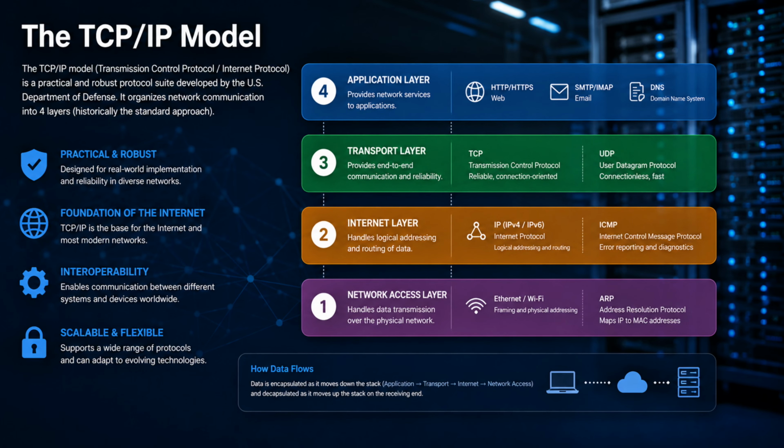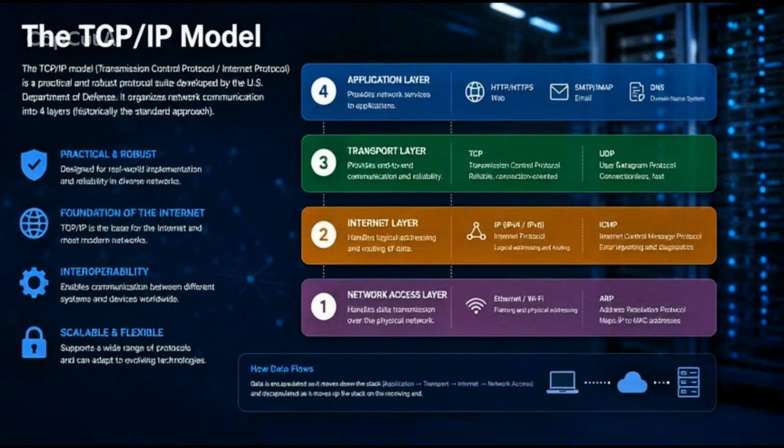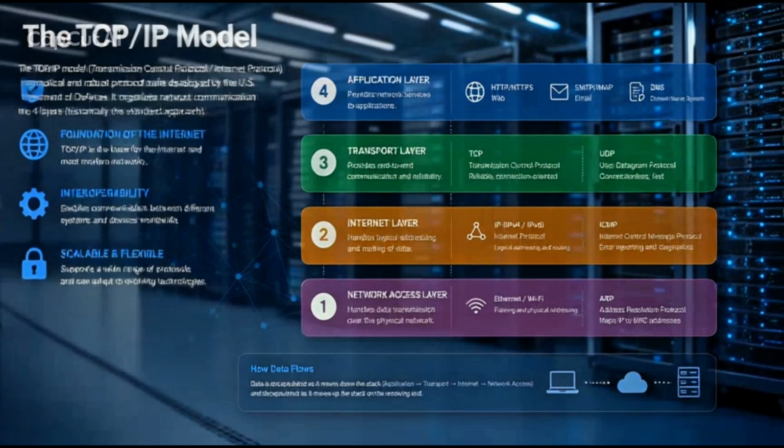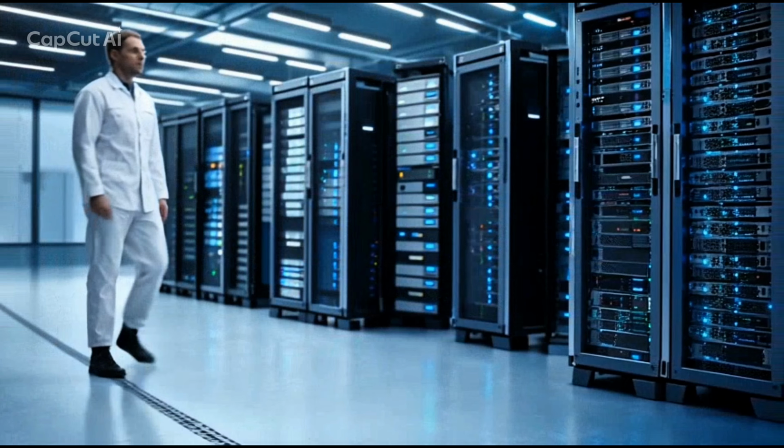The TCP/IP model. While OSI is the perfect theory, TCP/IP, Transmission Control Protocol, Internet Protocol, was created by the US Department of Defense to be practical and robust. It groups the functions of the OSI model into just 4 layers. Some modern literature divides it into 5, separating network access, but 4 is the historical standard.